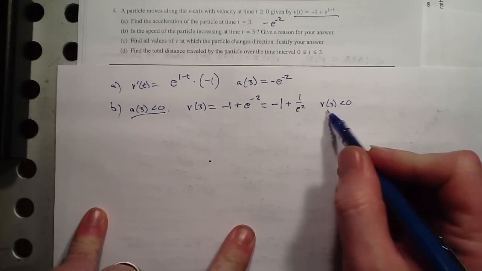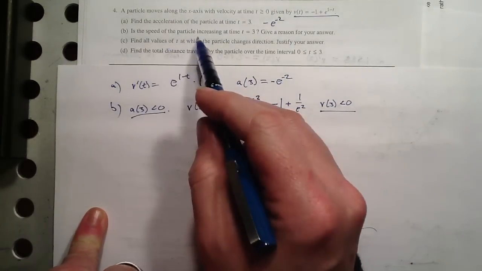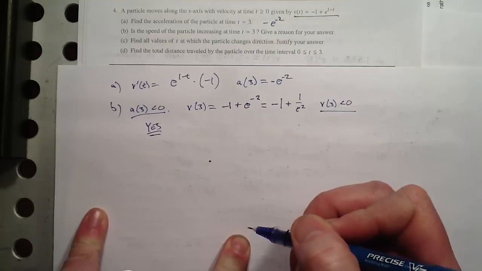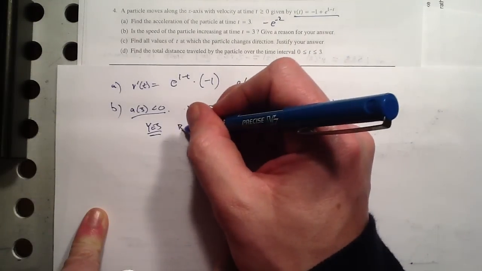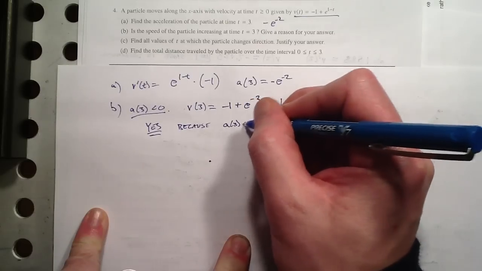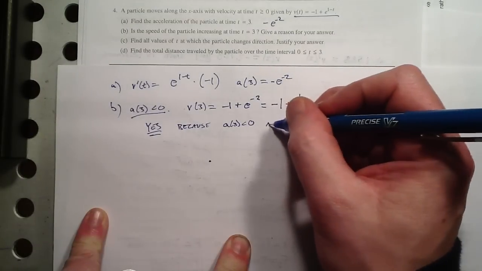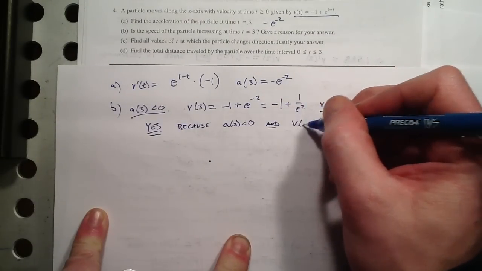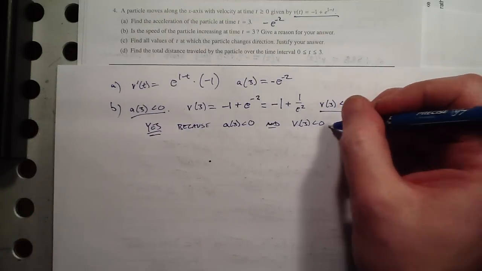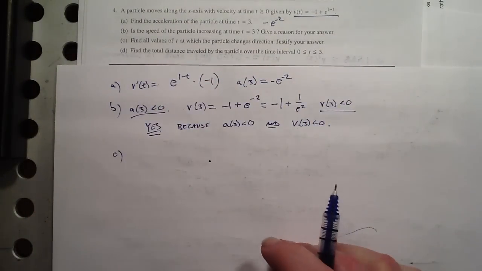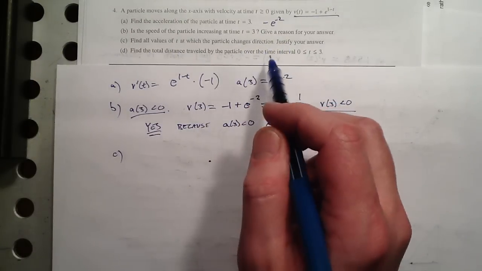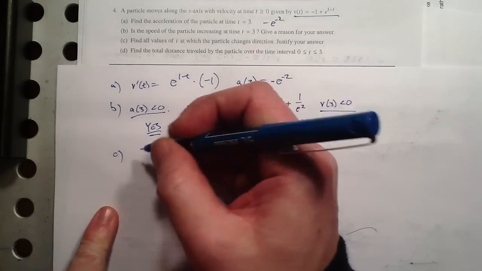So acceleration is negative, velocity is negative, so the speed of the particle is increasing. Yes, it's speeding up because acceleration is less than 0, and velocity is less than 0. And if they have the same sign, then you're speeding up. You're just speeding up in the negative direction. Okay, part C. Find all values of t at which the particle changes direction. Justify your answer. Let's justify first.